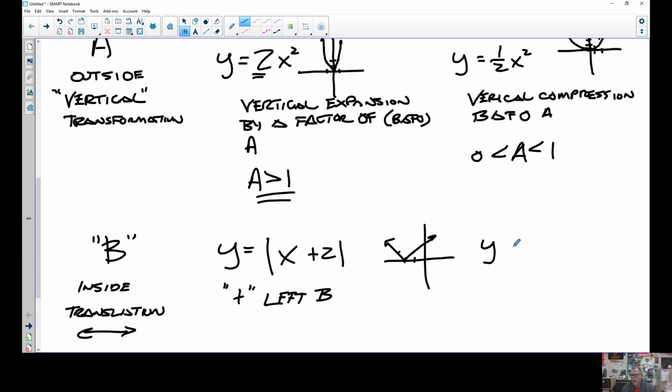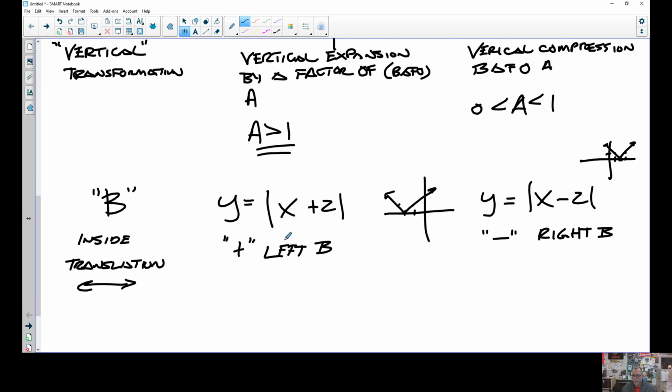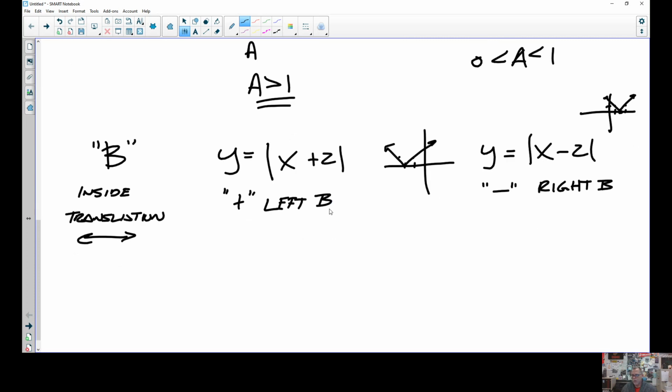Now, what if I had instead y equals absolute value of x minus 2? Well, now we have a negative inside, and this is inside again, so this would be right b. So this would be right 2. If I graphed this, I would go over 2 and then put my vertex, that center piece, and then I'd go over 1 and up 1 and draw my absolute value graph, right? That's how the graph would be changed. It would be moved or shifted left b or right b. And so you can say shifted, or you can just tell me it's left 2 or right 2. That's fine too. Those are much easier to describe.